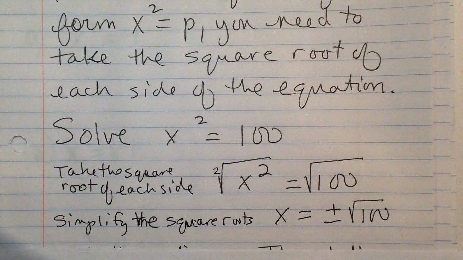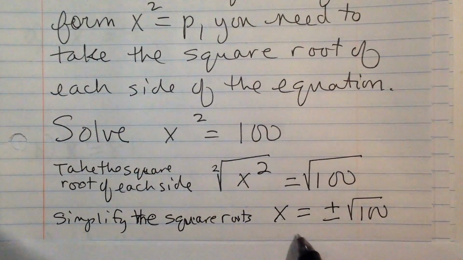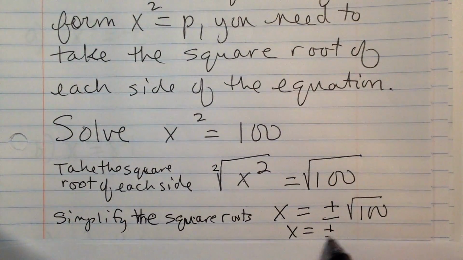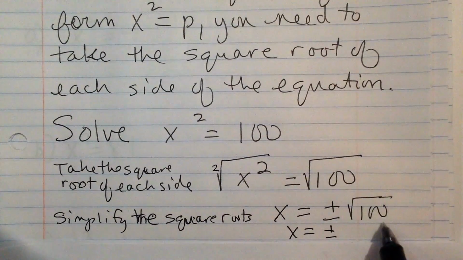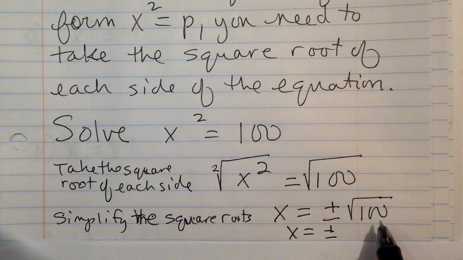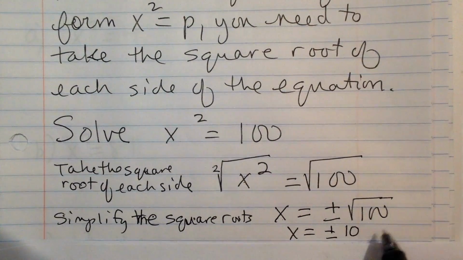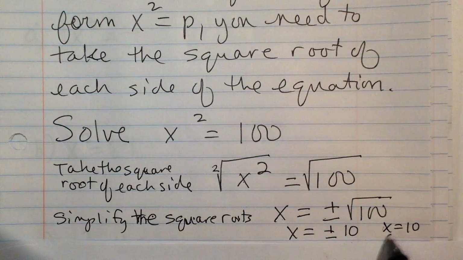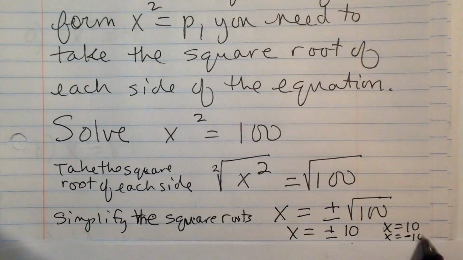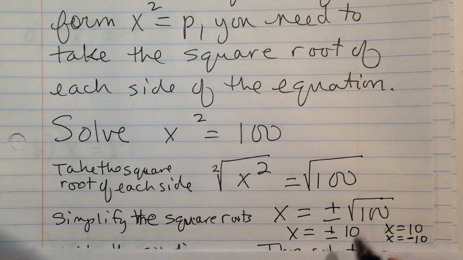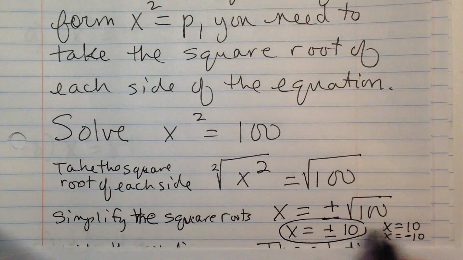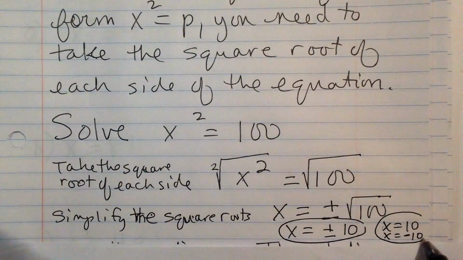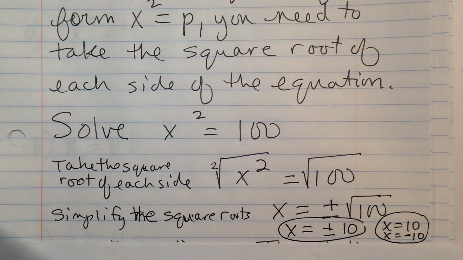Now we must simplify the square root. Therefore, x is equal to plus or minus, what is the square root of 100? What number times itself gives you 100? That would be 10. So your answer is x equals 10 and x equals negative 10. You can either write your answer this way or this way. It's the same answer.